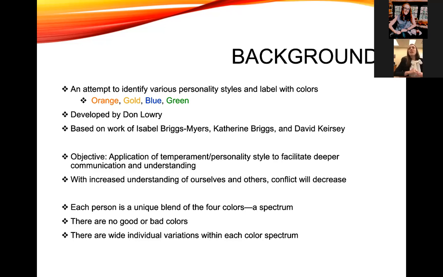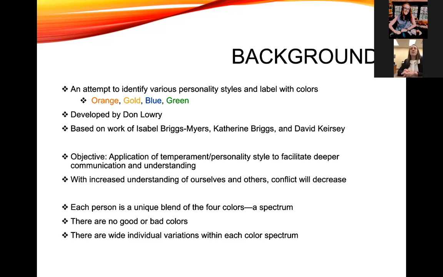Each person is a unique blend of the 4 colors. You're on a spectrum. So that means that you're not necessarily going to be completely orange 100% of the time. You're going to have parts of your personality that draw from all of these colors. The main point is to give you your understanding of what your primary colors are, so your first 2, and those are going to be the ones you normally are going to resort to. There's no good or bad colors. So as we go through these, we're going to talk about the positives, we're going to talk about the negatives of all of them. We need oranges, and we need golds, and we need blues, and we need greens. So they're all good colors.